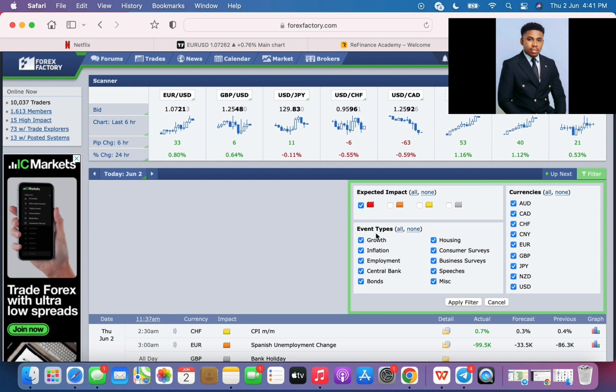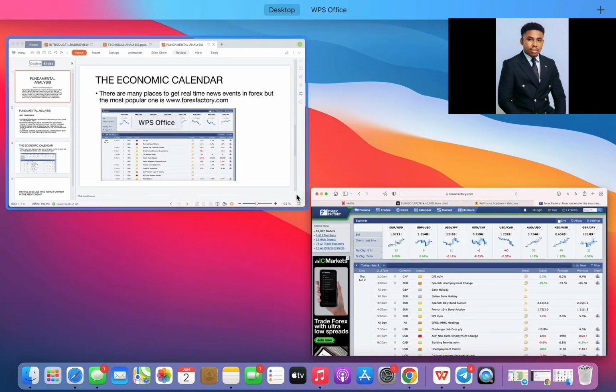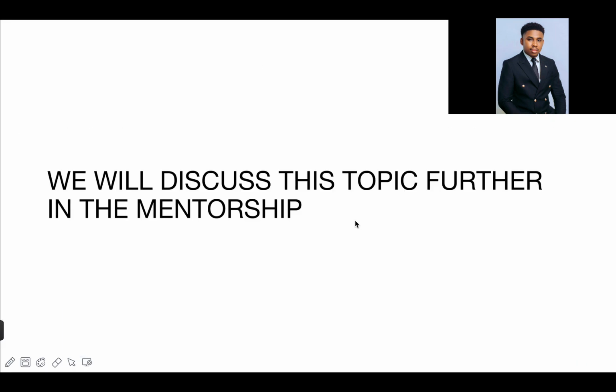You can also choose the event types you want to show on your news feed, and you can also show the currencies you want to be displayed on your news feed based on the currencies on your watch list or the currencies which you trade. So with that being said, I have explained the most important things you need to know about forexfactory.com, and we'll discuss this topic further in the mentorship.